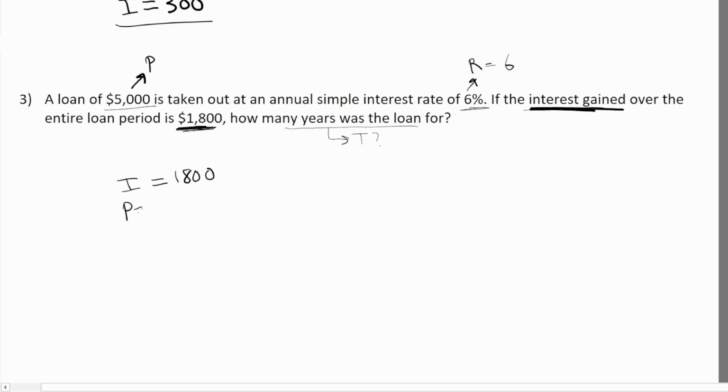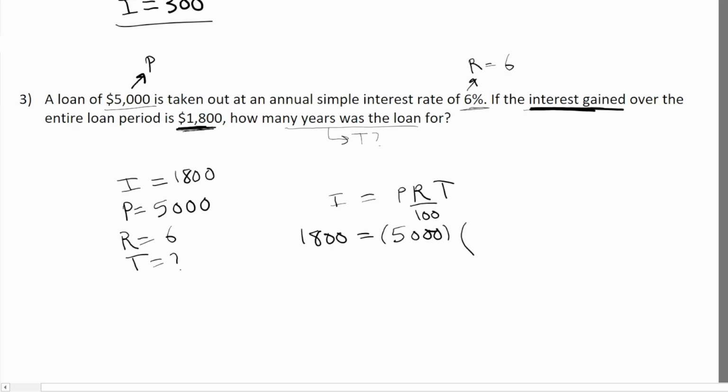And we know that P is equal to 5,000 and that R is equal to 6. So we can easily find T using the rule. So we're going to go ahead and say interest is equal to PRT and plug in our numbers. So 1,800. I forgot this is over 100 right here. 1,800 is equal to 5,000 multiplied by 6 over 100 multiplied by T. Now we need to solve this.